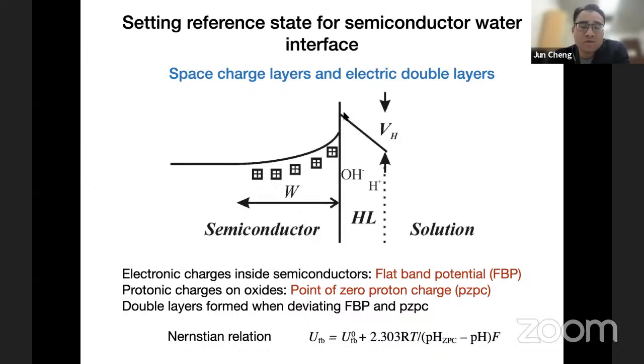Just to point out that there's a well-known Nernst relation: the flat band potential can shift with the pH, right? That's basically because on the solution side, when we change the pH deviating from the point of zero proton charge, you will have a Helmholtz layer that will shift the potential. Very often it's found that the flat band potential has a linear relationship with the pH, with a slope of about 59 mV per pH unit. So that's the so-called Nernst relation. I will touch on this topic towards the end of my presentation.